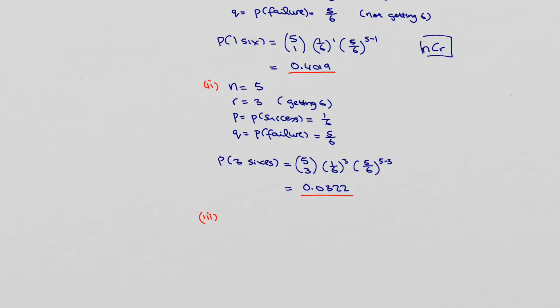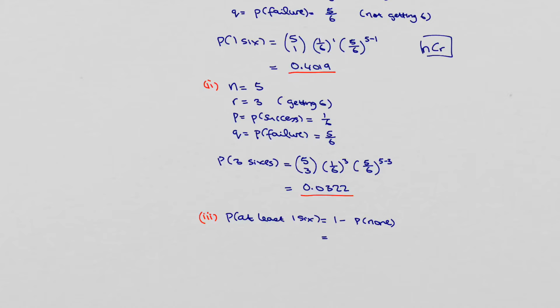So at least one 6 is 1 minus the probability of none. Now, if it was at least 2, it would be 1 minus the probability of none minus the probability of 1. So at least 1 is 1 minus the probability of none. At least 2 is 1 minus the probability of none minus the probability of 1.